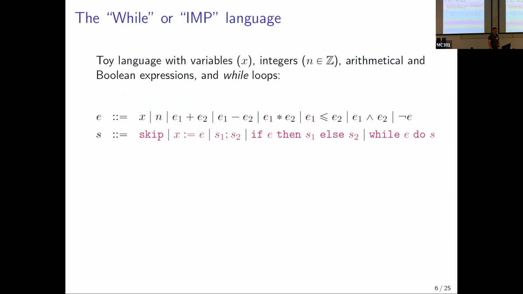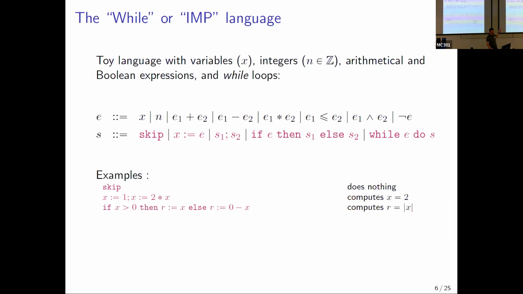I'll go quickly, as there was an intro talk. This is the while language, a toy language, or IMP. I'm guessing you know everything already about this, just ifs and while loops. So this is the next one. Skip does nothing. This one receives 1. This receives 2 times x, so it computes 2x. This computes the absolute value of x. This computes, do you know?